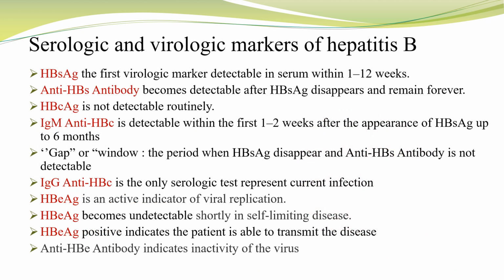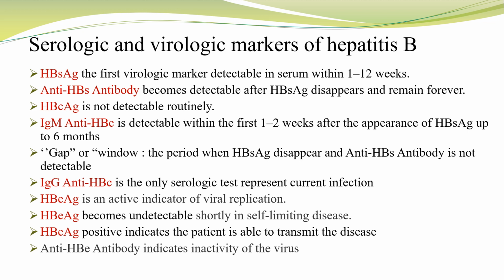The first virologic marker that can be detected in serum is HBs antigen. That is very important. The second marker is anti-HBs antibody. It becomes detectable after HBs antigen disappears and remains up forever. HBc antigen is not detectable because it's surrounded by an envelope, but we can detect IgM anti-HBc in 1 week of infection, and it's going to be up till 6 months.